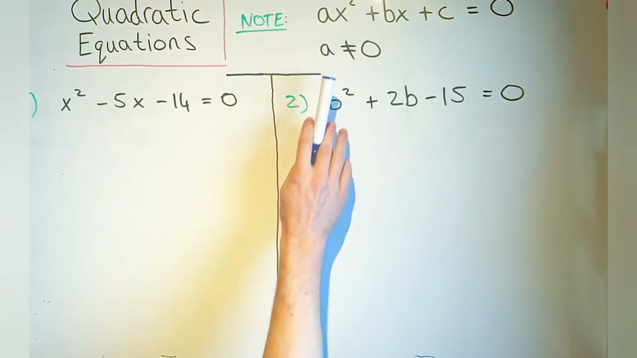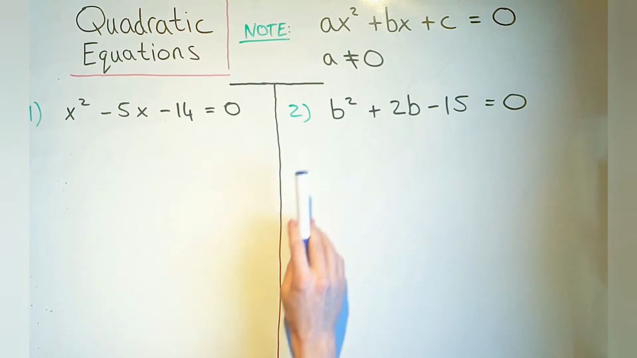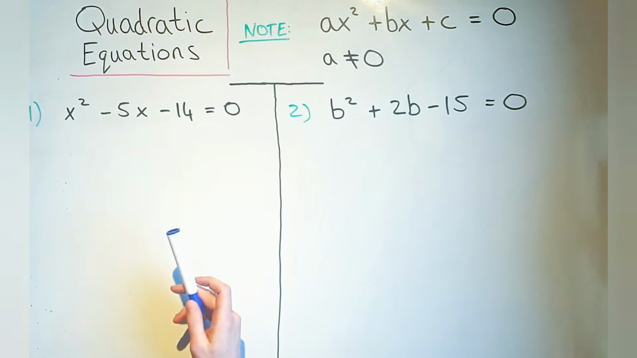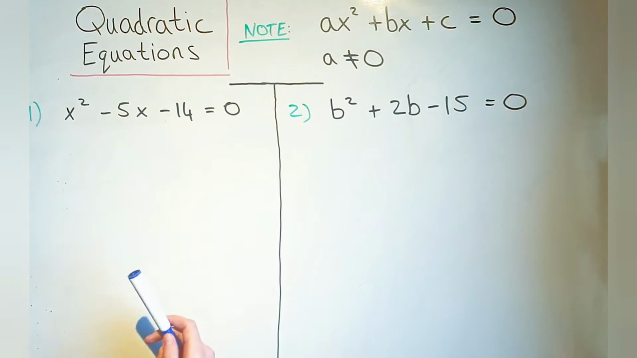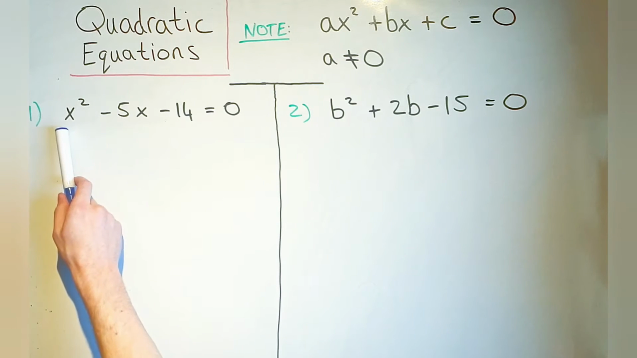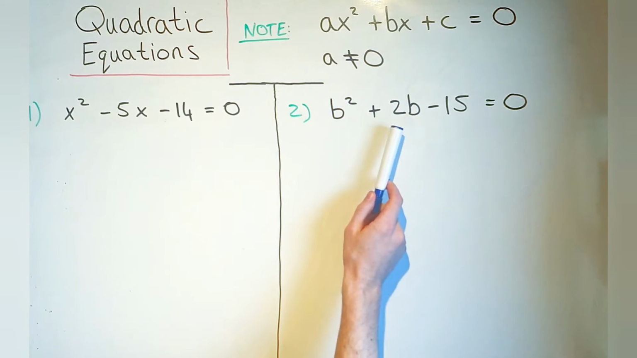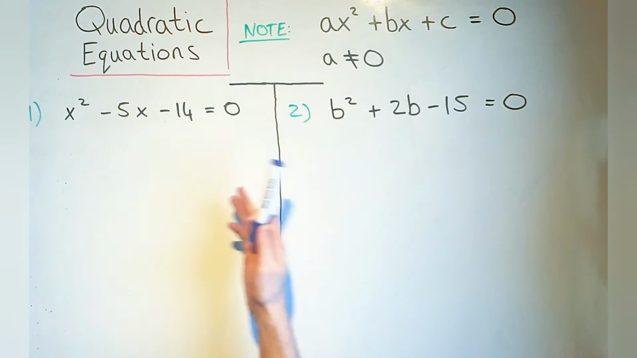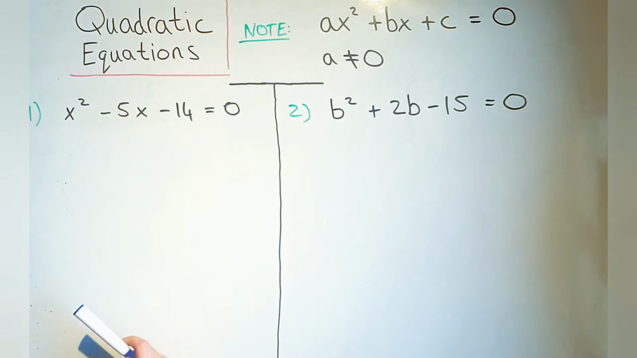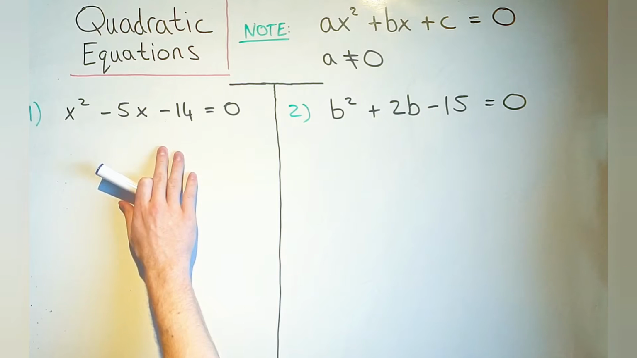On the top right hand side I've written out the general form of a quadratic equation. It takes the form of ax squared plus bx plus c equals 0. The a, b, and c are just real values. So a is the coefficient of x squared, in our case it's 1. B is the coefficient of the x, or whatever variable you're using in the equation, and then c is just the constant value.